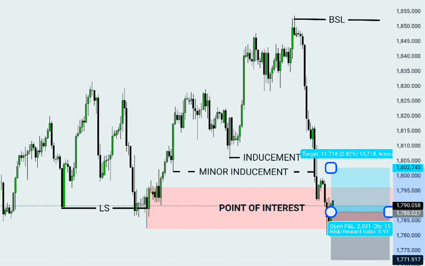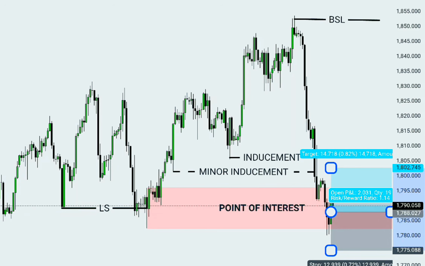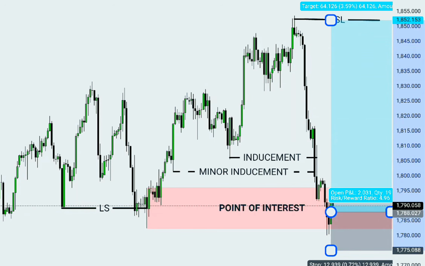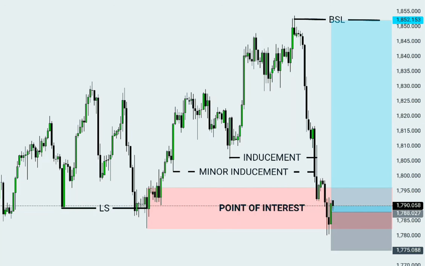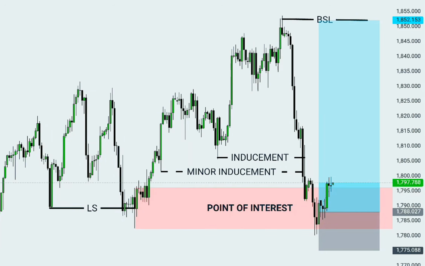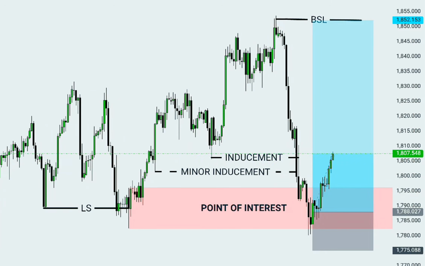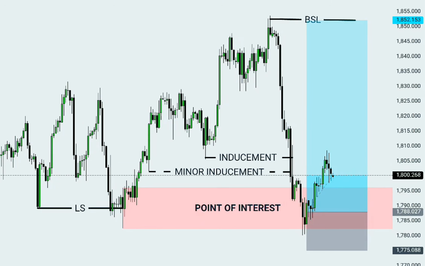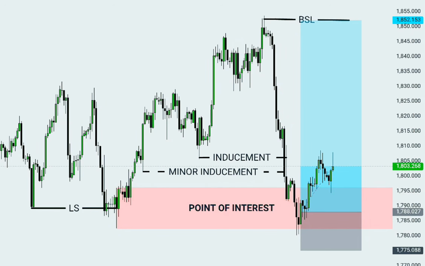Now let us focus on how the buy trade is executed, using structured and disciplined logic. After the liquidity sweep and inducement phases are complete, price returns into the point of interest on the 4-hour time frame. This is where we shift from analysis to execution, but only after confirmation is present. The first requirement is a clear bullish reaction from the zone.